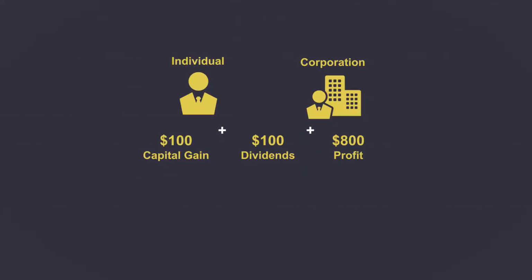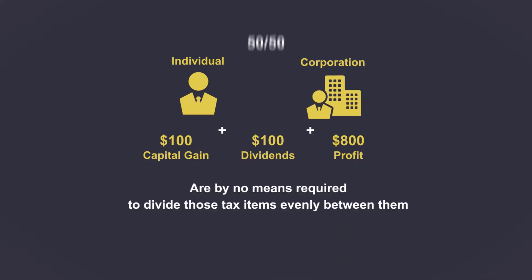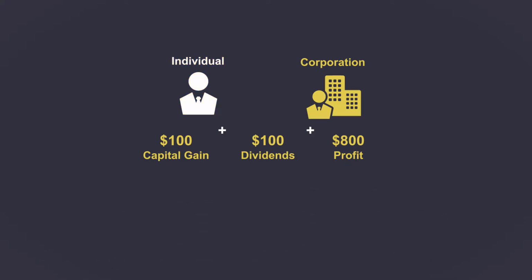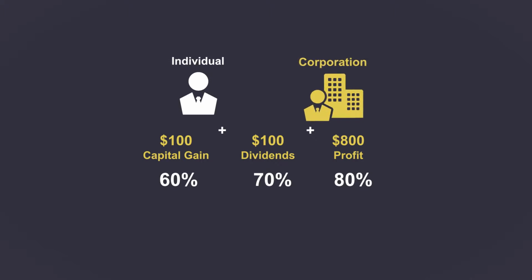Consider the partnership discussed above, with the $100 in capital gains, $100 in dividends, and $800 in trade or business income. The two partners, one an individual and the other a corporation, are by no means required to divide those tax items evenly between them. Rather, each partner's distributive share of each of those tax items will be determined by the partners' agreement. They might agree, for example, that the individual partner will be allocated 60% of the capital gain, 70% of the dividends, and 80% of the trade or business income, with the remainder of each item allocable to the corporate partner.